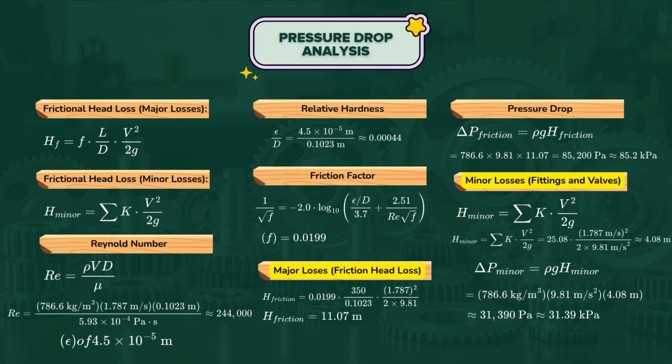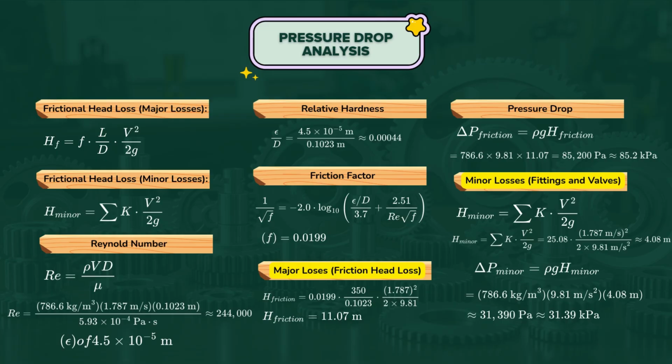So 25.08 times 1.787 meter per second square divided by 2 times 9.81 meter per second square equals 4.08 meter. The high contribution from minor losses, 4.08 meter, relative to major losses, 10.66 meter, highlights the significant resistance imposed by specific components, particularly the mandated globe valve, high K, and the check valve, which are often necessary for system control and safety, but are hydraulically restrictive.